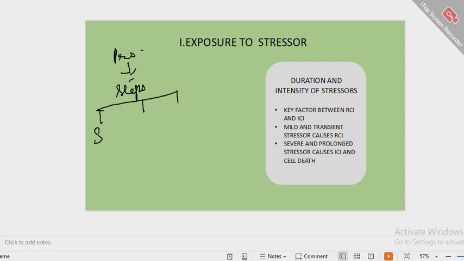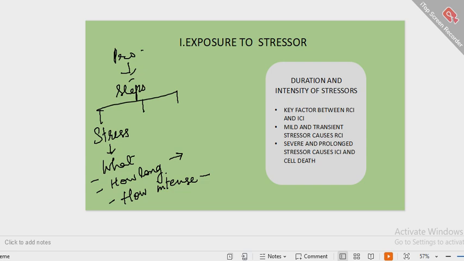The first one is stress on the cell. What that stress is, I have discussed in my previous video. It depends on how long that stress is on the cell, that is the duration of the stress, and how intense it is, whether the stress is mild, moderate or severe. Based upon that, the cell will respond.